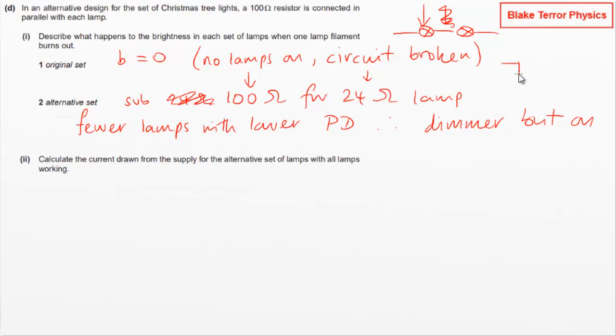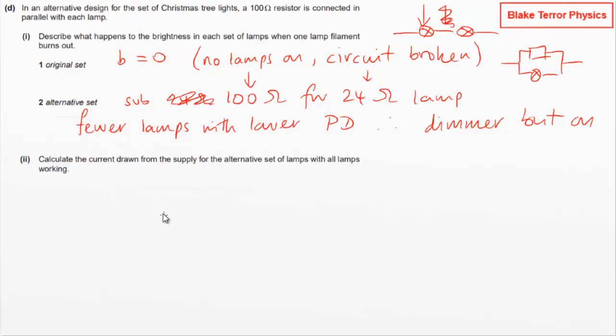If you're putting them all in parallel pairs of resistor and lamp, then it's just going to continue to stay on, but it's still not going to be as good as it would be if you had all of the lamps. Right, the last part then: calculate the current drawn from the supply for the alternative set of lamps with all lamps working.